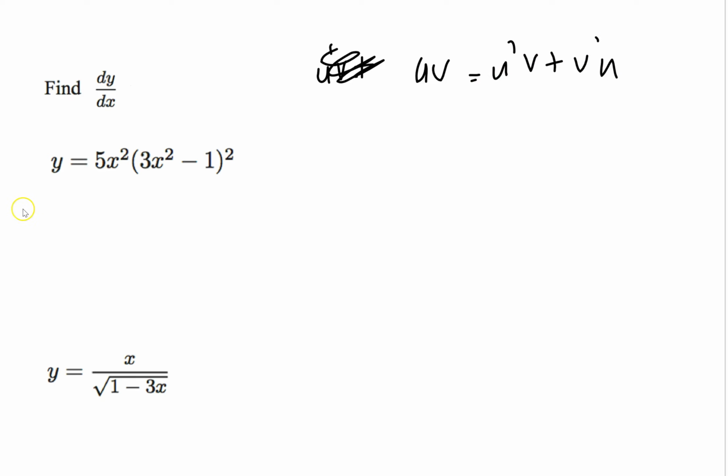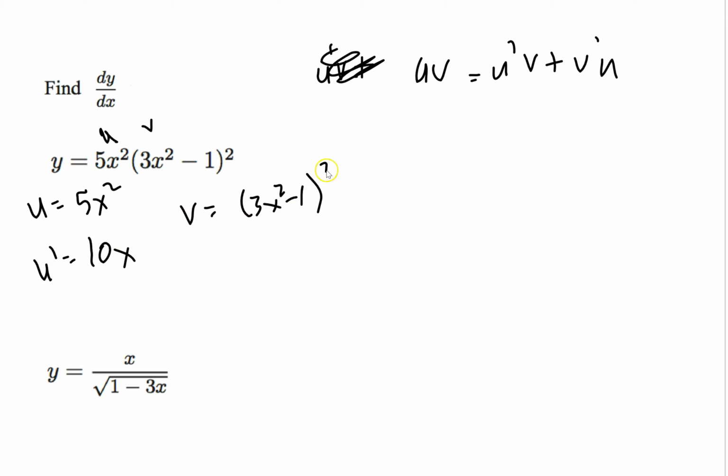If you want, you could write each one. This is a little more difficult, so I'm going to write each one. You don't have to do this though. Let's say this is u and this is v. u would be 5x squared. u prime would be, bring it down, subtract 1 off, 10x. v is going to be (3x squared minus 1) squared. Now the whole reason I wanted to write it out, because this one's a little more difficult, is this right here. The derivative of v is a chain rule. It's this inside something squared.